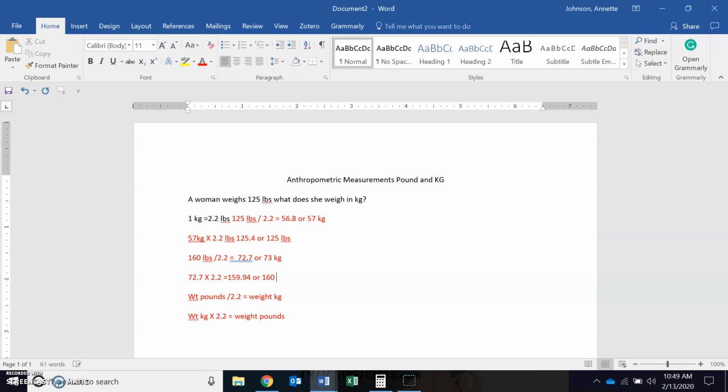Let me label this, because you always should label. So you take the weight in pounds, you divide that by 2.2 and it equals weight in kilograms. Your weight in kilograms multiplied by 2.2 will give you weight in pounds. Okay, you'll have to do these conversions for those anthropometric measurements on page 8, but also for our test. And you'll just have to know these conversions.